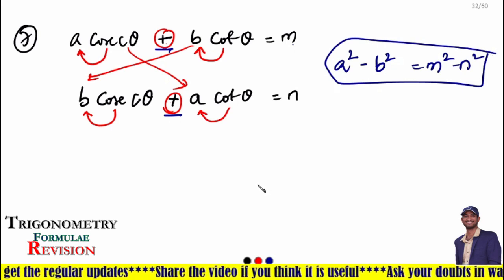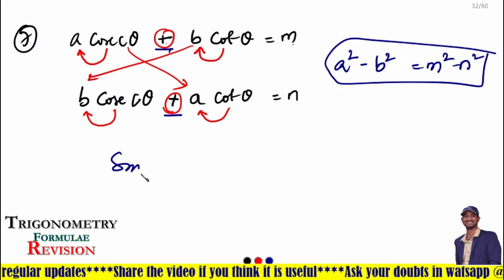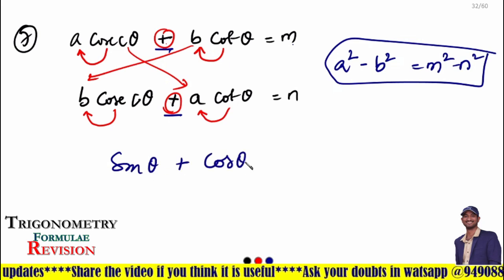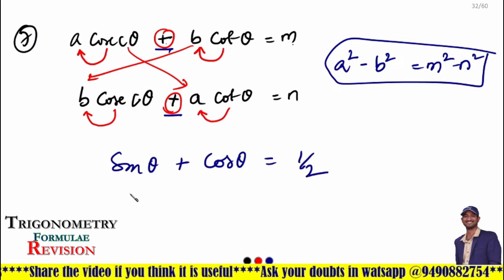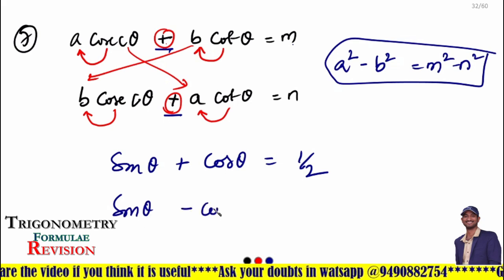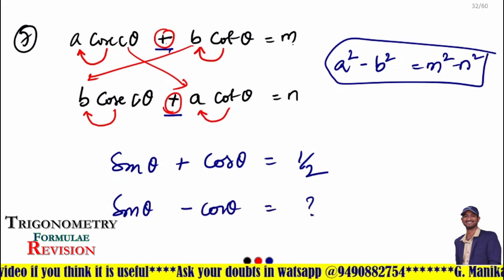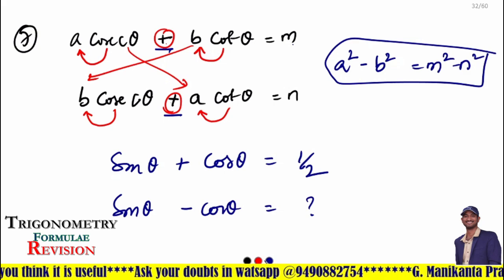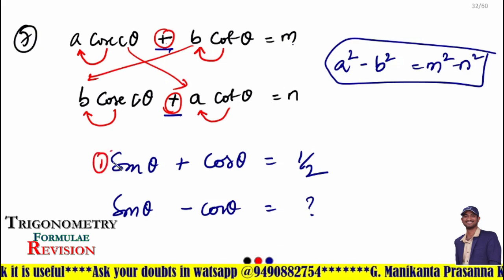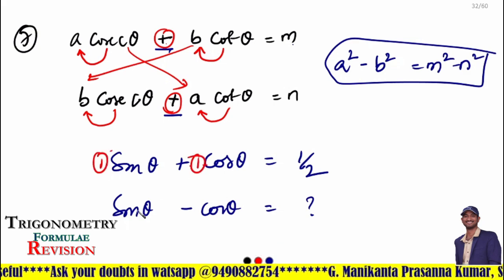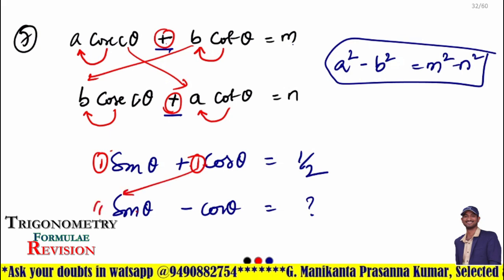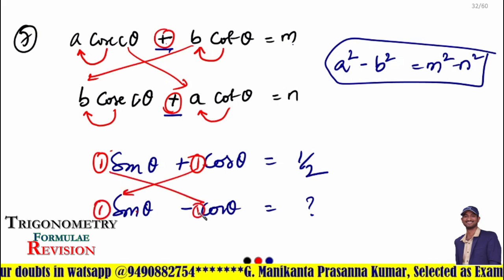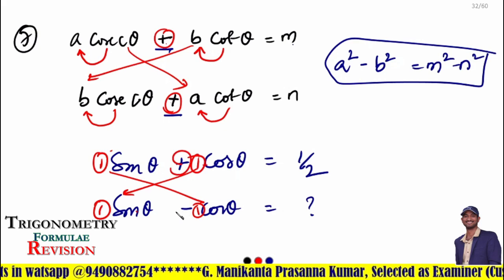Okay. In the exam, you may get sin theta plus cos theta equal to 1 by 2. Then what is the value of sin theta minus cos theta? How do you solve it? Here if you observe, sin theta coefficient is 1, cos theta coefficient is 1. Here cos coefficient and sin coefficient are interchanged, and here plus and here minus.